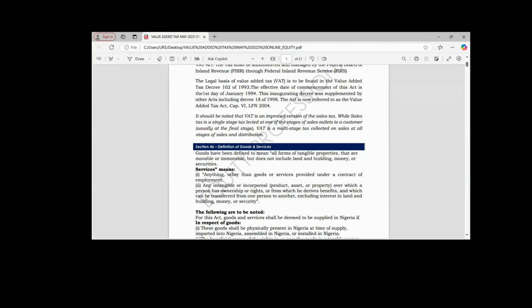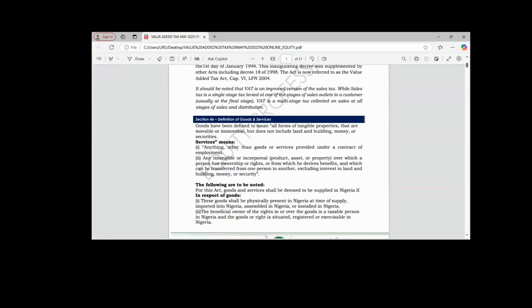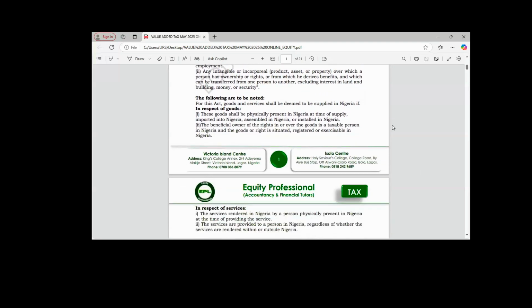And all this, so the following are to be noted in respect of goods and services. In respect of goods, the first one is that these goods shall be physically, for the act, goods and services shall be deemed to be supplied in Nigeria. For you to say a good is supplied in Nigeria, one of the conditions is that these goods shall be physically present in Nigeria at the time of supply. For goods, that good must be present in Nigeria to be liable to VAT in Nigeria.